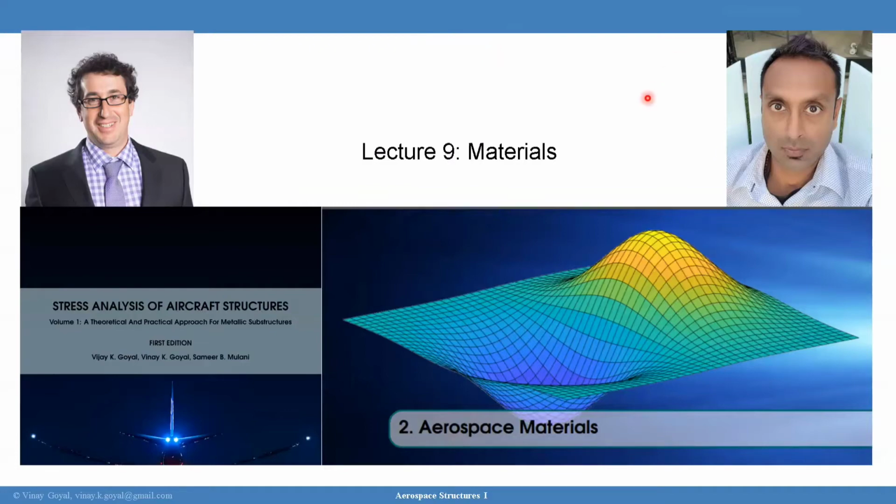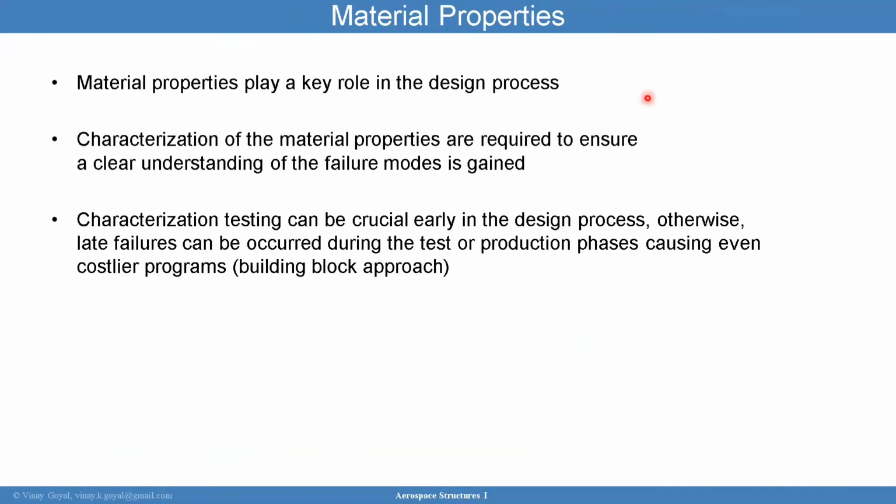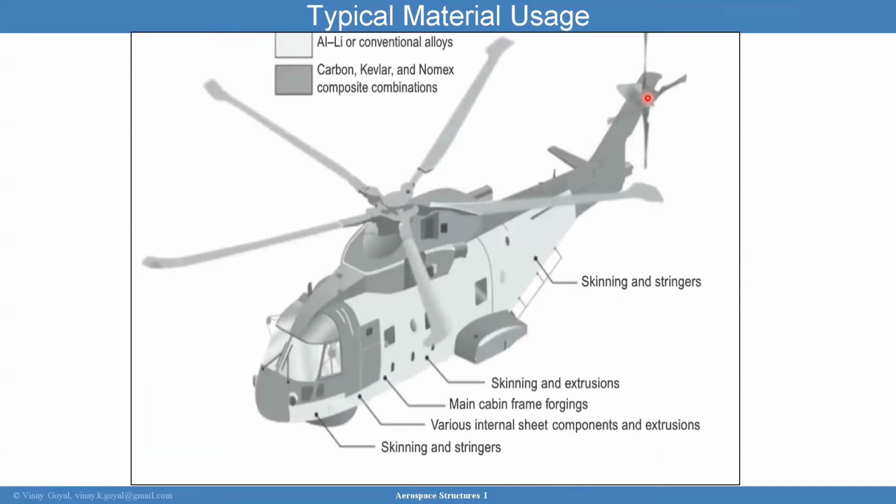Okay, I'll continue then with chapter 2, and we're going to cover the material properties now. Why material properties are so important is because they play a key role in the design process, and characterizing them early in the design helps you understand the failure modes. Characterization testing can be crucial early in the design process. Otherwise, you could have late failures that can really hurt you later on. And so that's what we discussed today.